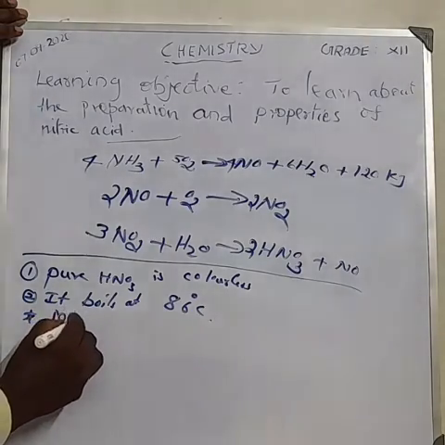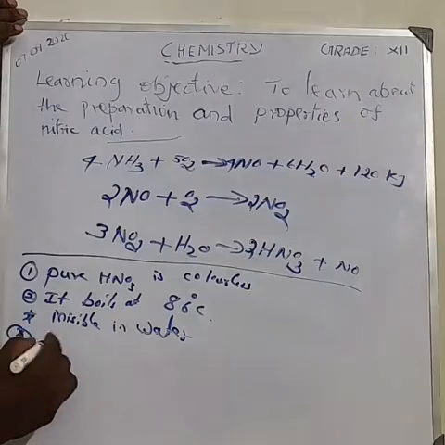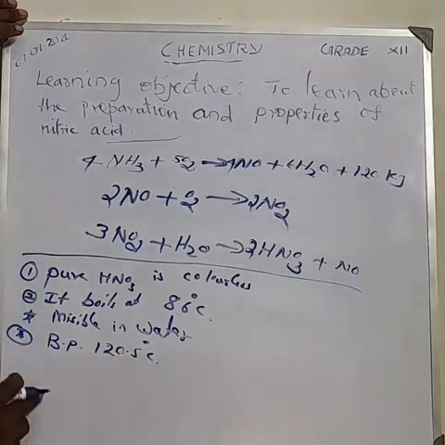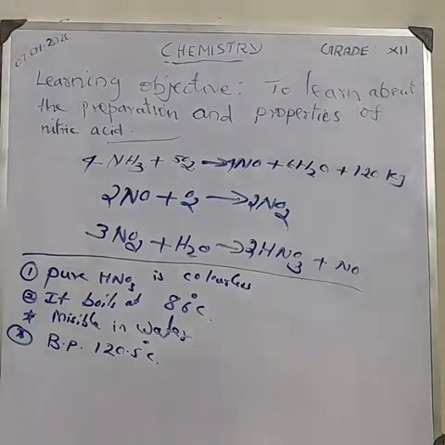Miscible in water. Next one, the boiling point is about 120.5 degrees Celsius. What is the boiling point of nitric acid? 120.5 degrees Celsius. These are the important points of physical properties of nitric acid. Only 2 or 3 points are enough. What is the first one? Pure nitric acid is colorless. It boils at 86 degrees Celsius, and the boiling point of nitric acid is about 120.5 degrees Celsius. And it is miscible in water.